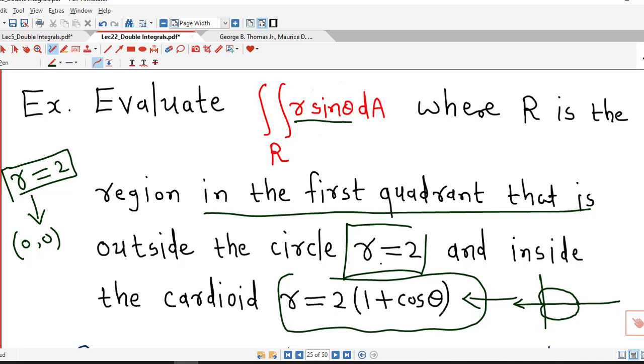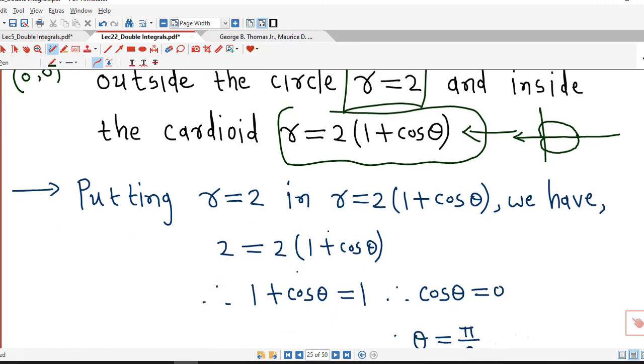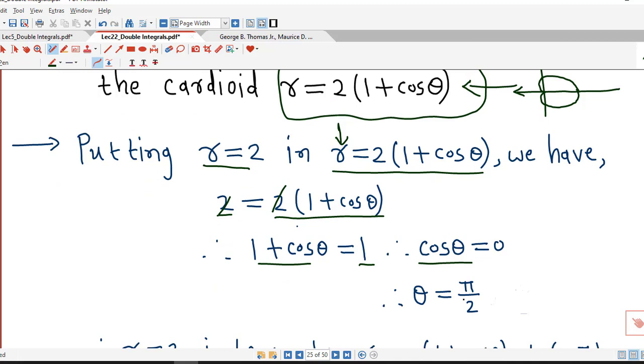Before that we decide the intersecting points of these two, r equal to 2 and r equal to 2 into 1 plus cos theta. So for that we put r equal to 2 in r equal to 2 into 1 plus cos theta. So we have 2 equal to 2 times 1 plus cos theta. So these 2 will cancel out and we have 1 plus cos theta equal to 1. Therefore cos theta is 0. So that means theta equal to pi by 2, which represents the y-axis.